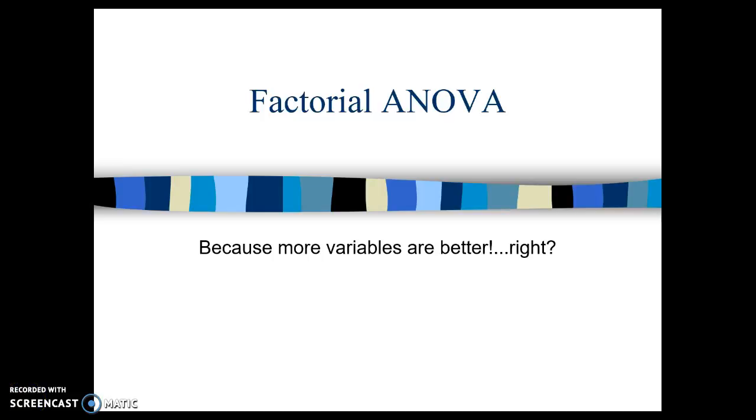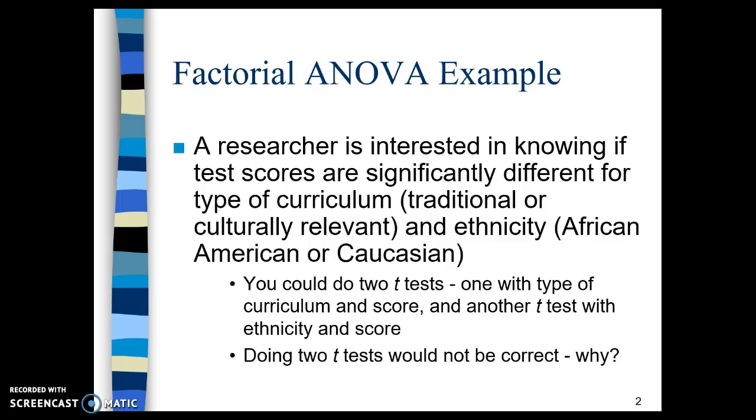So this video is on Factorial ANOVA, where we're using more variables than just a one-way ANOVA. With Factorial, it's also called two-way ANOVA. We are using two different factors and seeing if they differ significantly on something else. And the dependent variable, again, is continuous. So here we're looking at test scores and if they differ by type of curriculum, so traditional versus a culturally relevant program, and ethnicity, specifically African American and Caucasian.